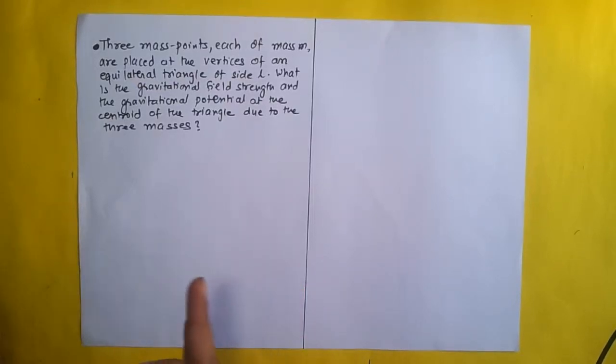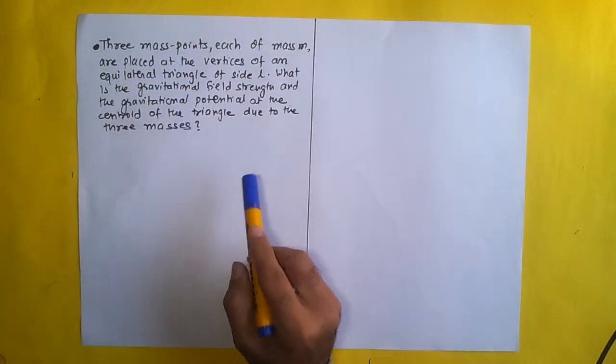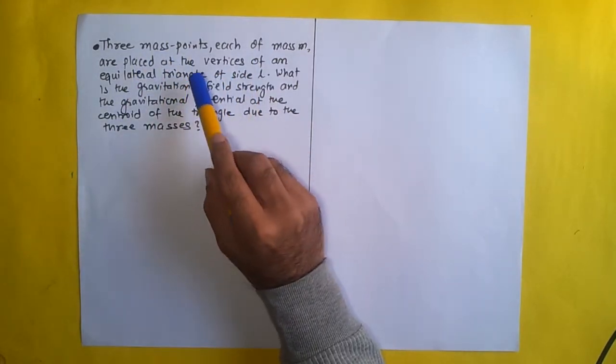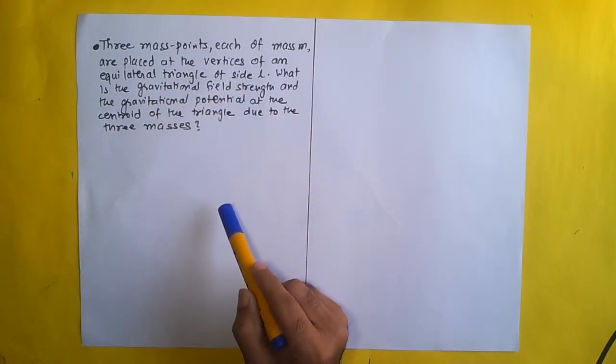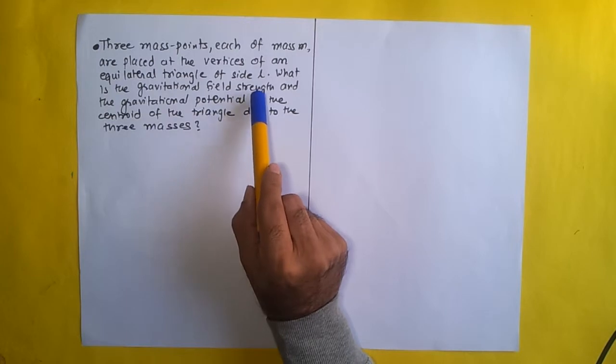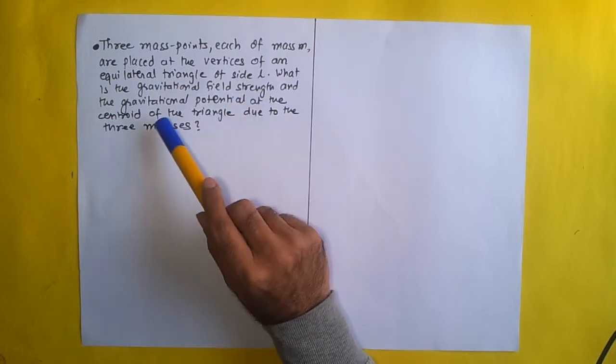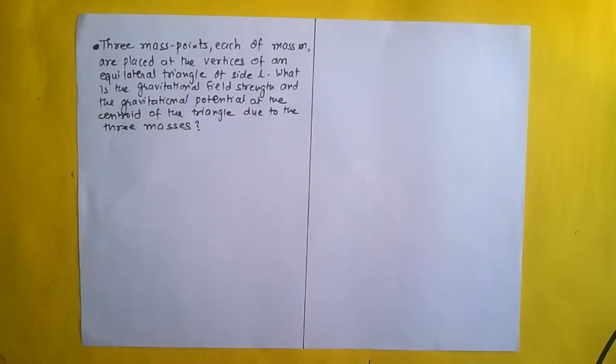We are doing this numerical question on gravitation. We have three mass points each of mass m. They are placed at the vertices of an equilateral triangle of side L. The question is, what is the gravitational field strength and the gravitational potential at the centroid of the triangle due to the three masses?